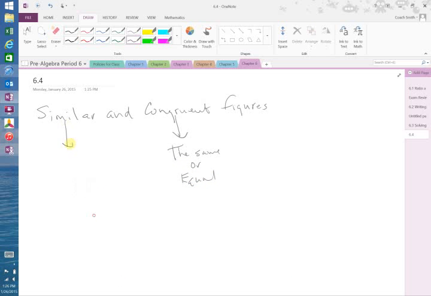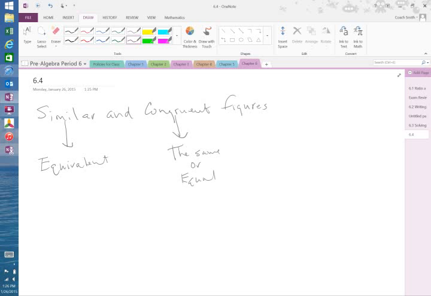Okay, similar is like the word equivalent. In other words, if we had the fraction 3 over 4 and 75 over 100, those two fractions are equivalent. They don't have the same numbers, but they are equivalent.